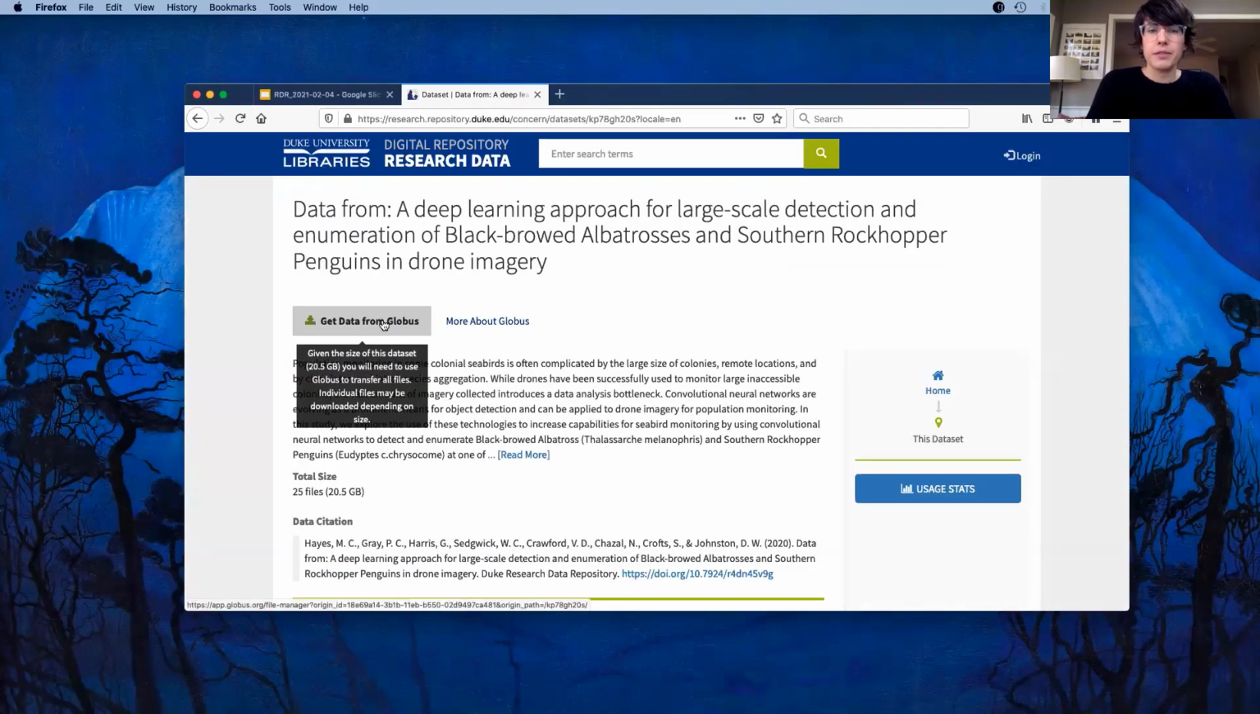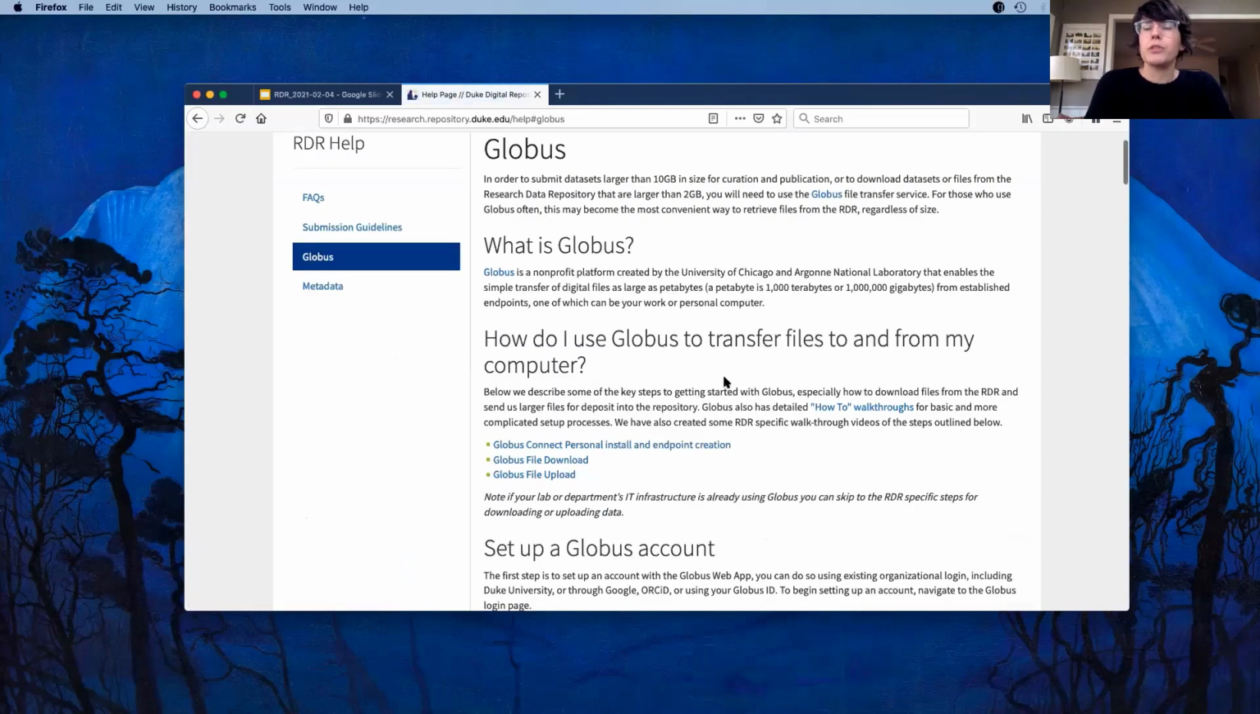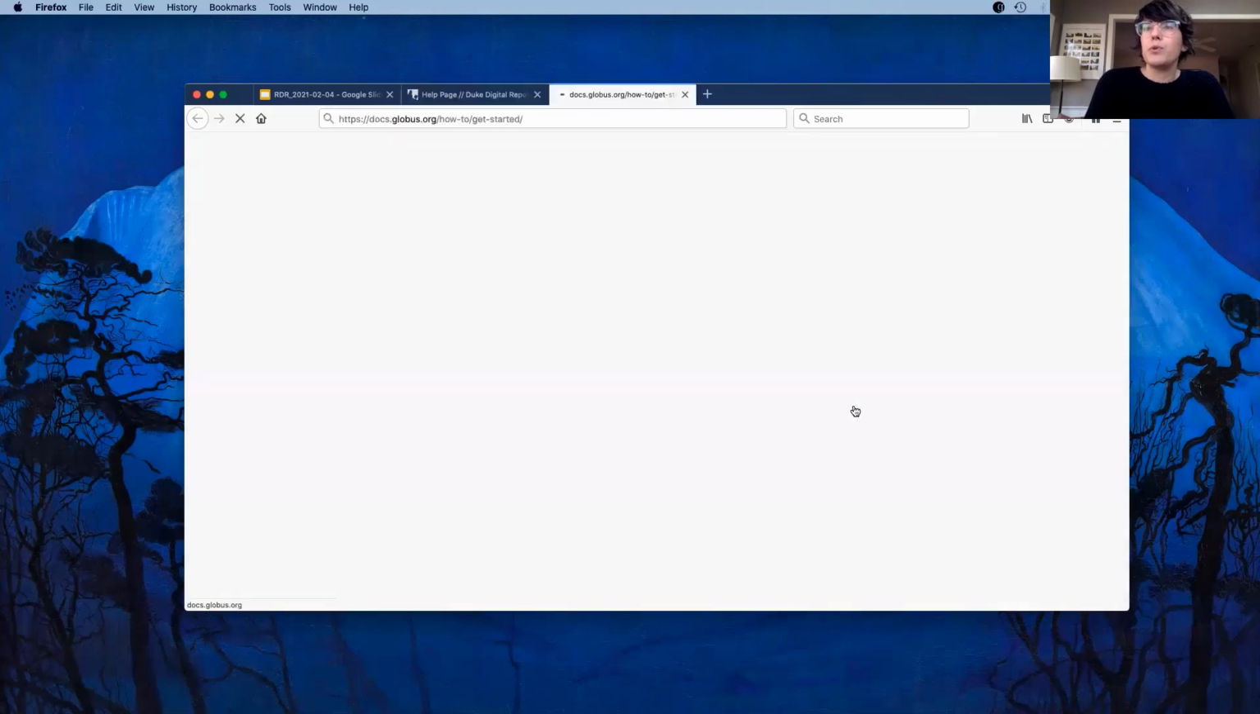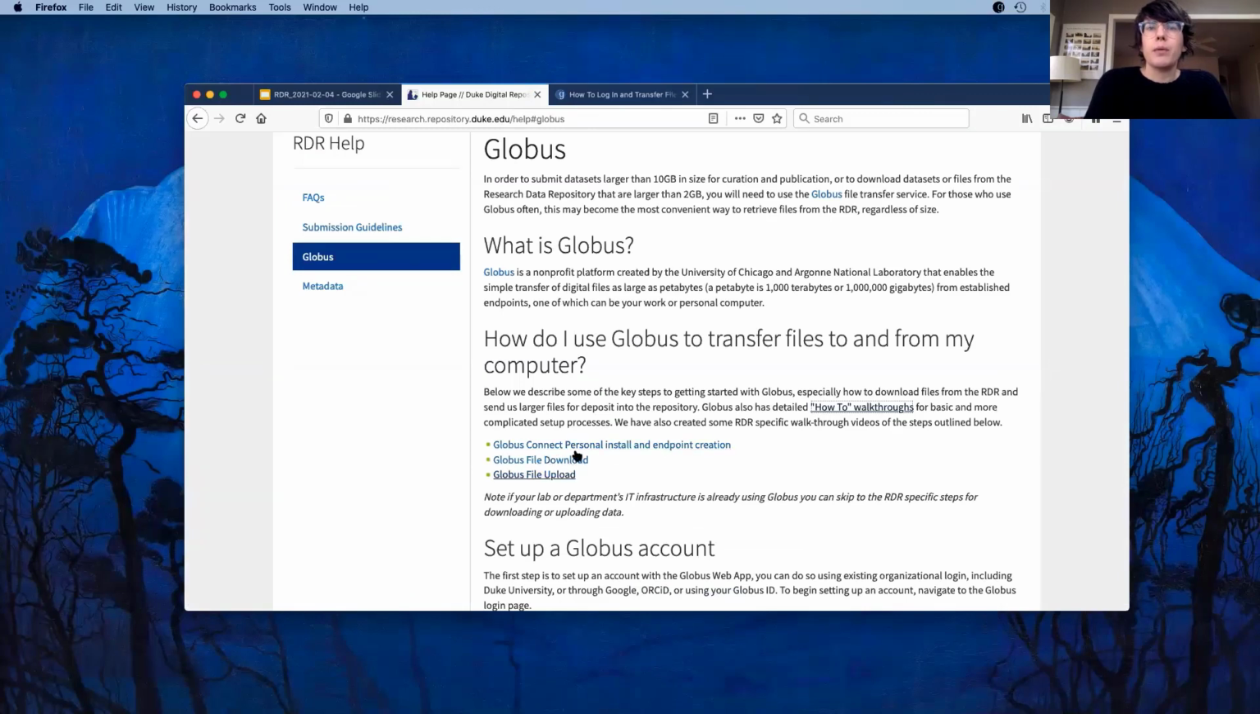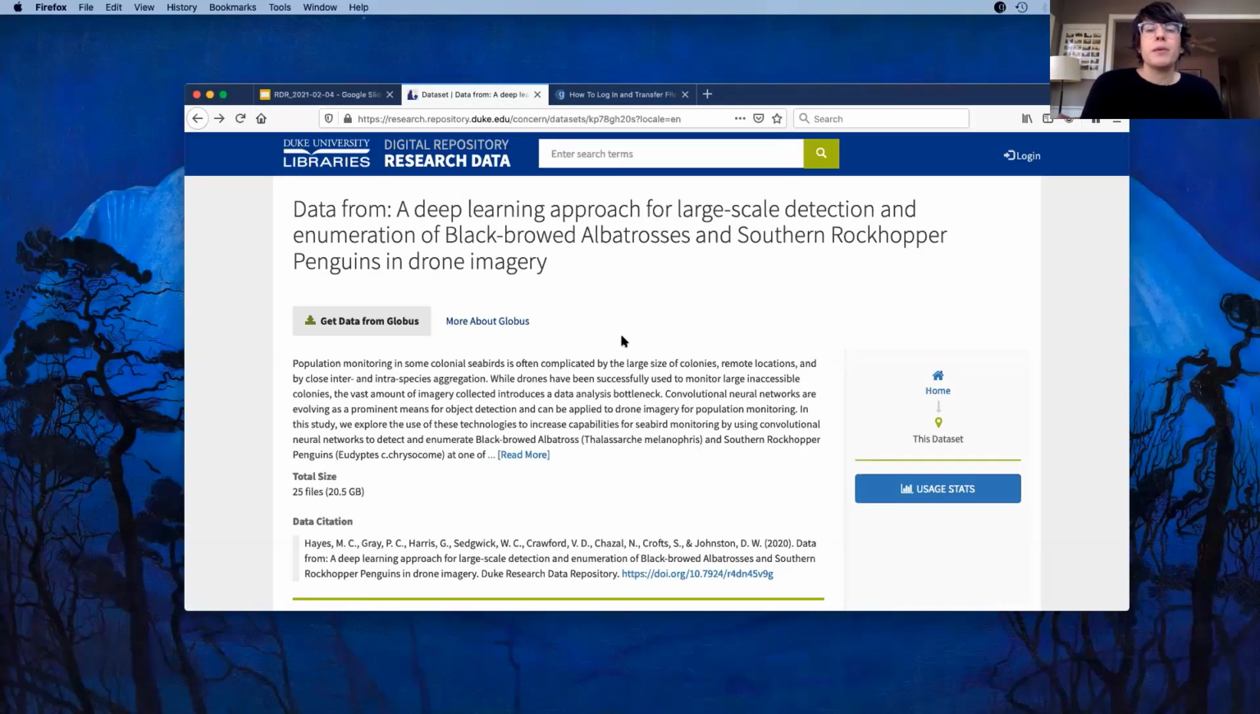Let me start out by pointing out that everything I'm about to show you is documented through the RDR help page, which is linked from various places throughout the site. This is going to include some links to the official Globus documentation. And then we also have a few nice screen capture recordings that will walk you through setting up a Globus endpoint and transferring files. I'll also note that for the purposes of this demonstration, I've already gone ahead and done one of the more important preliminary steps to transfer data, which is to download Globus Connect Personal, the local client, and establish my own endpoint.